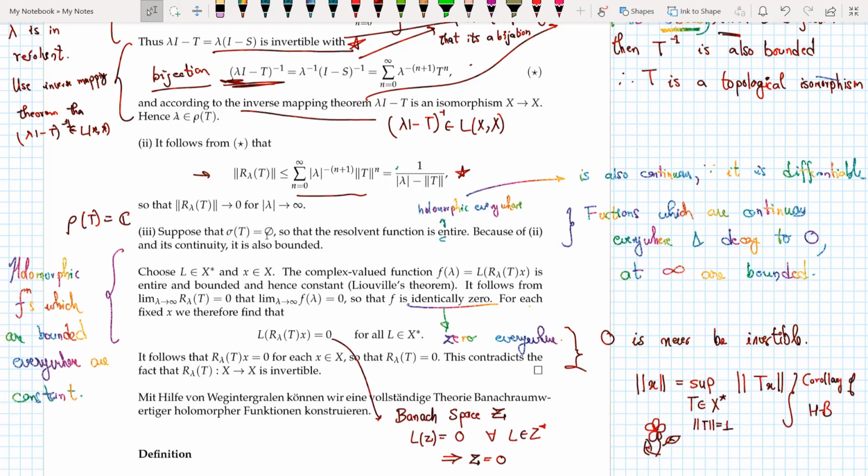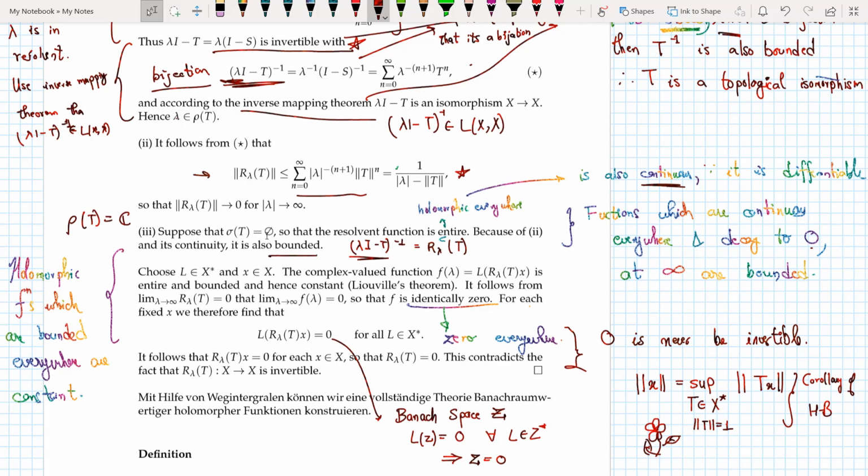Now, if rho T equals C, then lambda I minus T inverse is defined everywhere. And because of 2 and its continuity, it is also bounded. So I know that holomorphic functions are continuous. And from 2, I know that functions which are continuous everywhere and decay to 0 at infinity are bounded. So I can say that this function R lambda, which I can write as lambda I minus T inverse, is bounded.